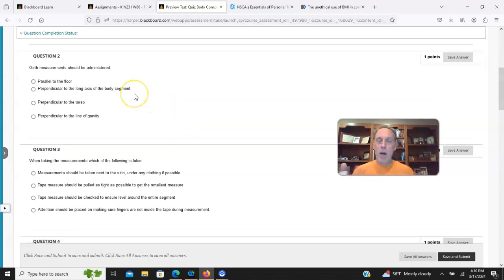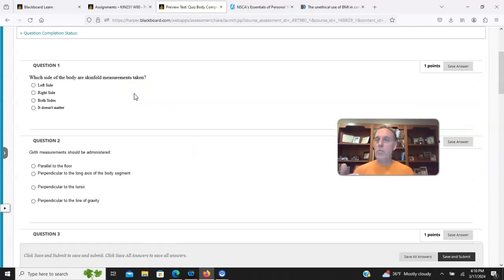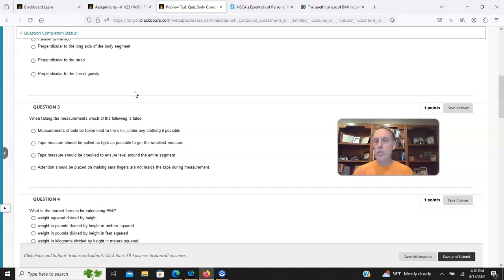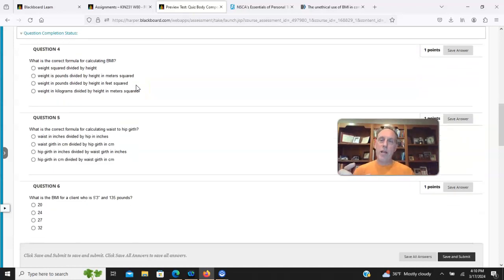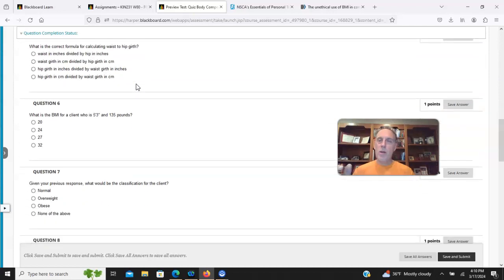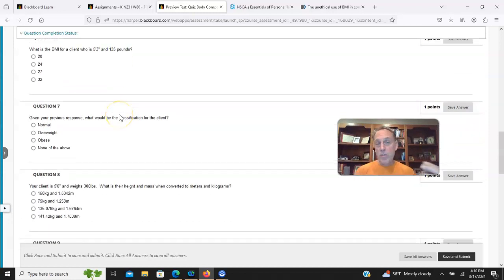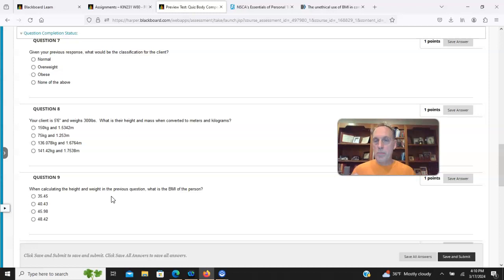What side of the body, how do you do this, where do you take those measurements, what are some of the things you look for. But when we get further down, we have the calculations for BMI. And then here we have a client who's 5'3", 135. You have to come up with what their BMI actually is. So you're going to have to do some math, guys. I'm sorry if anybody lied to you and said you don't need to do math at any point in your life anymore. We have a couple of those questions in here.